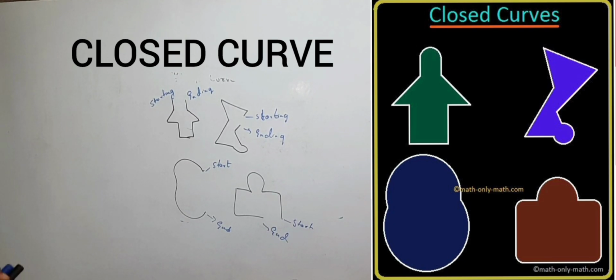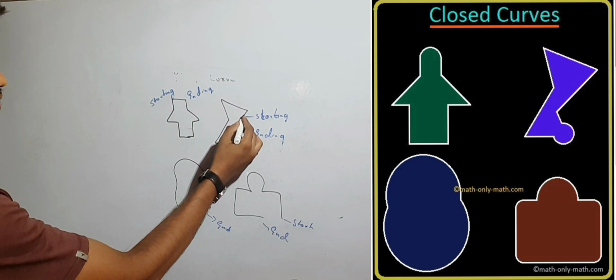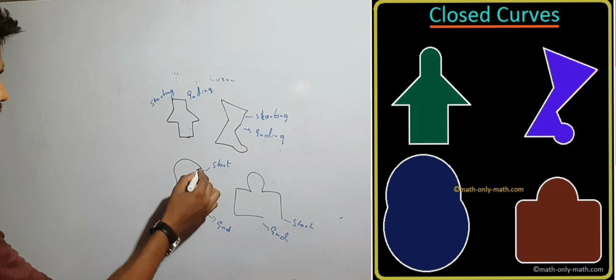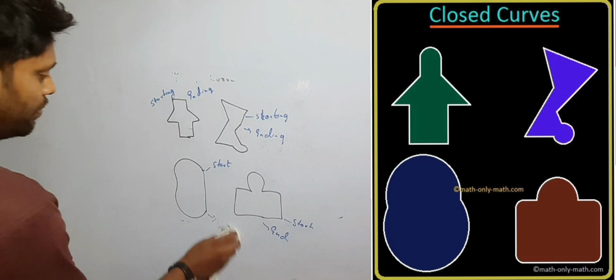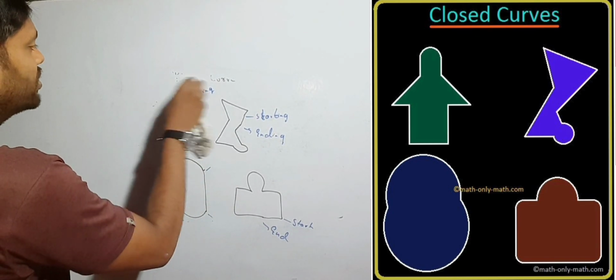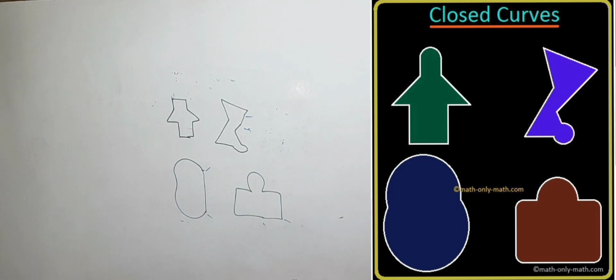Now in case, I'm just adding these two. Now what is happening? Are the starting point and end point both same or different? They became same. The starting point and ending point now became same. So that is the case of a closed curve.